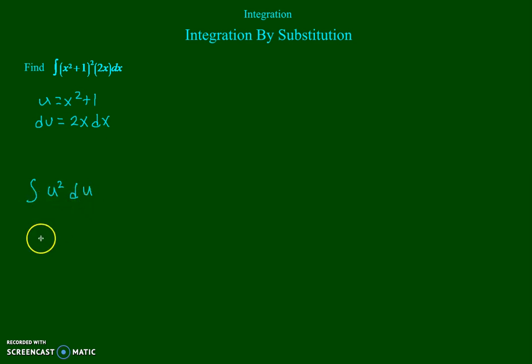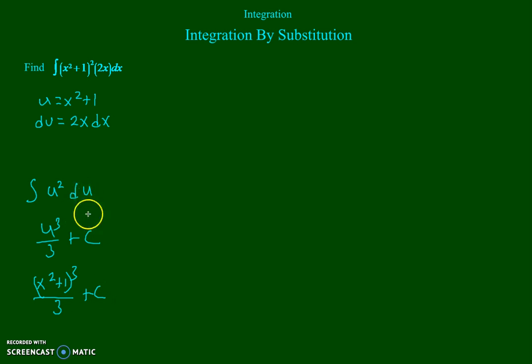Now let's go ahead and take our integral. We know how to do this one. It is simply u to the third over 3 plus c. And now we'll back substitute our u into the final expression, and we have x squared plus 1 to the third over 3 plus c.